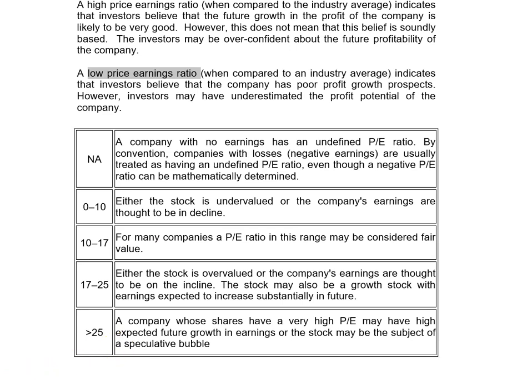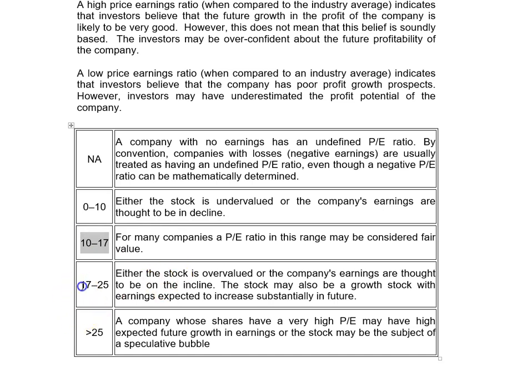If the ratio cannot be calculated, then the company may have losses or no earnings at all, which is 0. So you will have an undefined ratio mathematically. If it is 0 to 10, then we can say the stock is undervalued, or the company's stock is actually in decline. The earnings are in decline. 10 to 17 is usually considered a fair value.